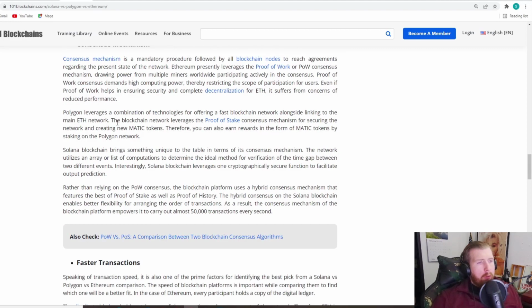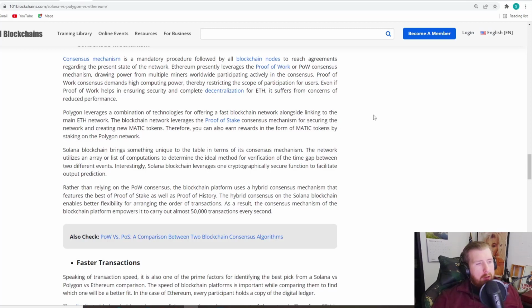And Polygon leverages a combination of technologies for offering a fast blockchain network alongside linking to the main ETH network. This is a huge plus for Polygon because it allows you to have faster transaction speeds and lower gas fees while still using most of the dApps and things like that that are on ETH. The blockchain network leverages the proof of stake consensus mechanism for securing the network and creating new MATIC tokens. Therefore, you can also earn rewards in the form of MATIC tokens by staking on the Polygon network.